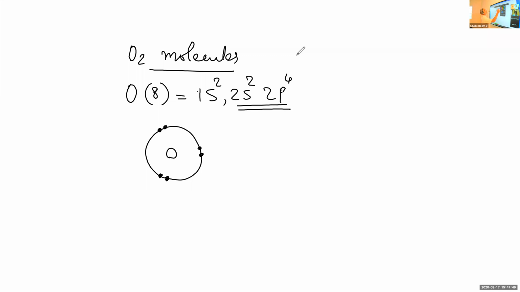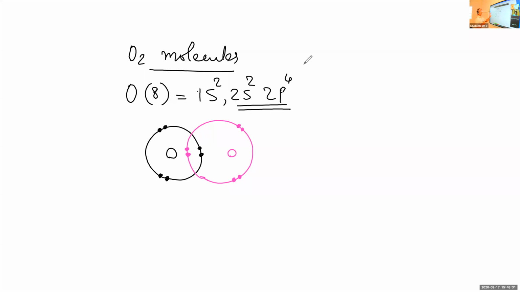Similarly, you take oxygen atom number 2, the nucleus of the oxygen atom, and its outermost shell. In the outermost shell, there are 6 electrons. So here 2 electrons, another pair of electrons, 2 plus 2, 4, and 2 more electrons. There will be sharing of 2 pairs of electrons between the oxygen atoms.